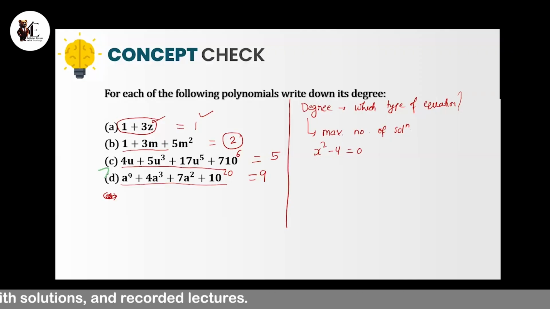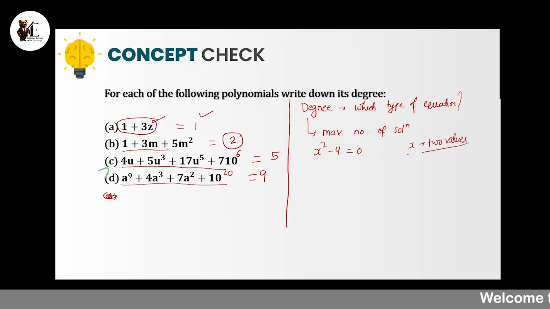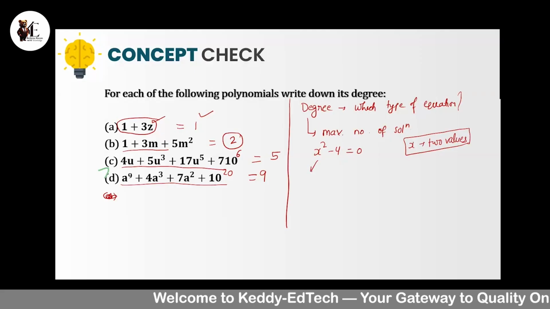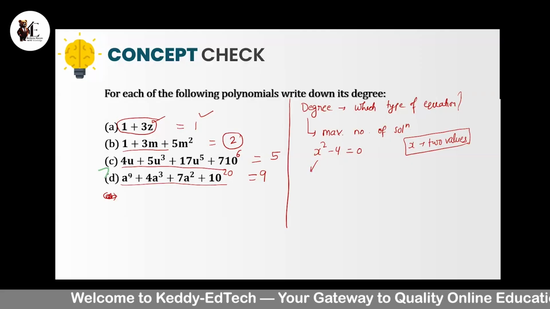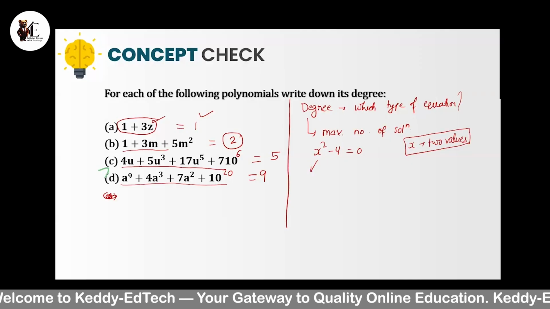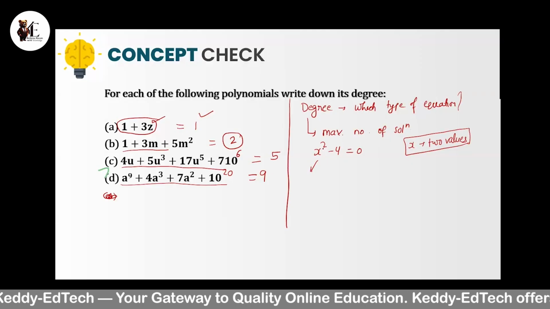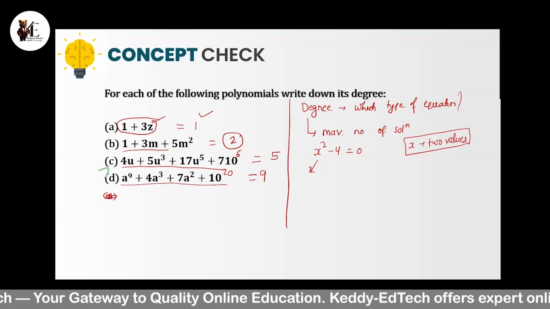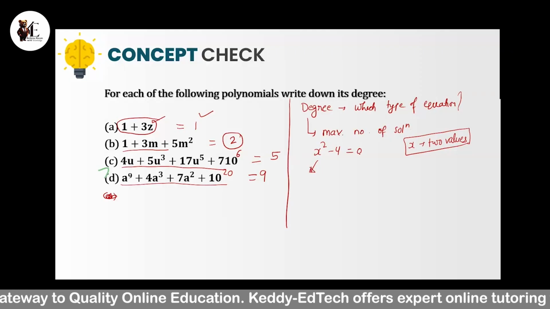And the second information the degree gives is that there will be two values of x, the two possible solutions of x. So for example, we will study how to find the solution or roots of a quadratic equation later on. There are many methods for that, so I'm just taking the simplest method. So x square minus 4 is equals to 0.